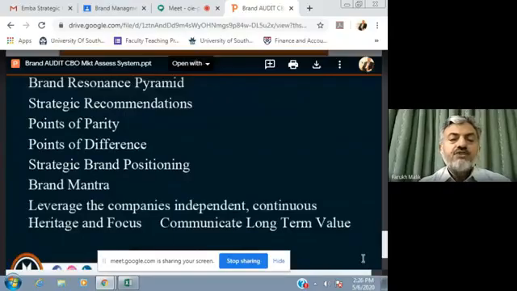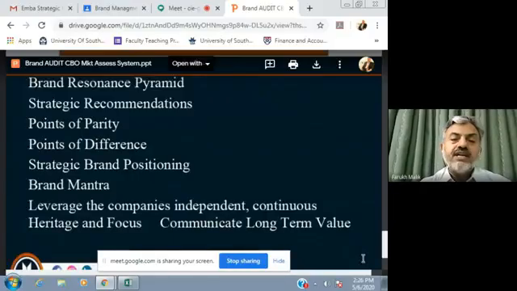Brand resonance pyramid. This is also part of brand exploratory. In the brand resonance pyramid, you go through all the processes of brand equity building: the awareness stage, imagery, performance, what your customer feels about your product, how the customers judge your product, and how many customers are loyal to your product, right? Strategic recommendations are also made in the brand exploratory stage.